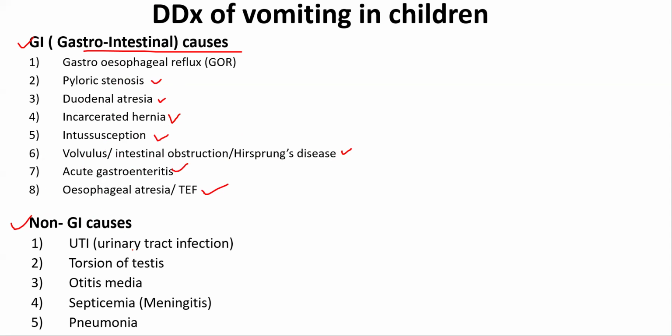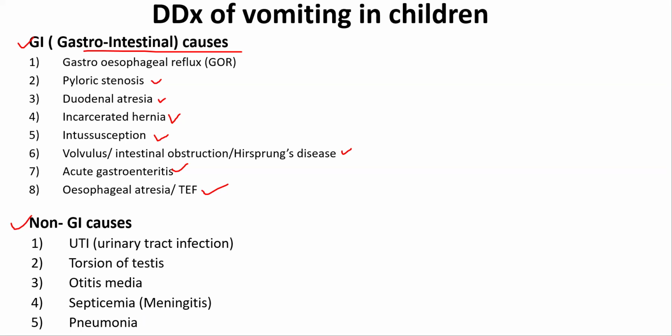If we go for non-GI causes, then we have urinary tract infection. So any kind of infection can cause vomiting in a child. So UTI, testicular torsion, ear infection, even meningitis or septicemia, a child can present with vomiting. Same with lung or chest infections such as pneumonia. So these are the main differential diagnoses that you want to rule out in a vomiting child.